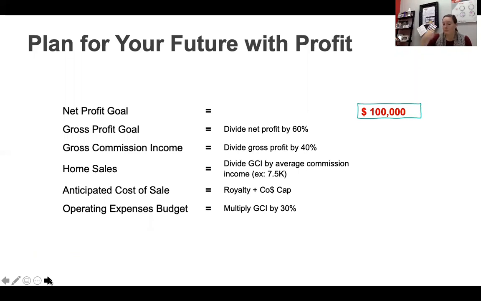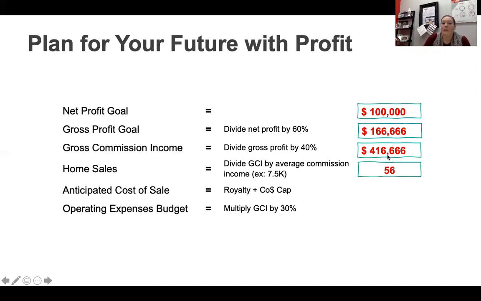So we're going to say we want to make $100,000 in real estate in the next 12 months. And that's a pretty common goal. Dividing $100,000 by 60%, you're going to get 166,666. And then when you divide the gross profit goal by 40%, you get 416,666. In this example, the average commission was $7,500.